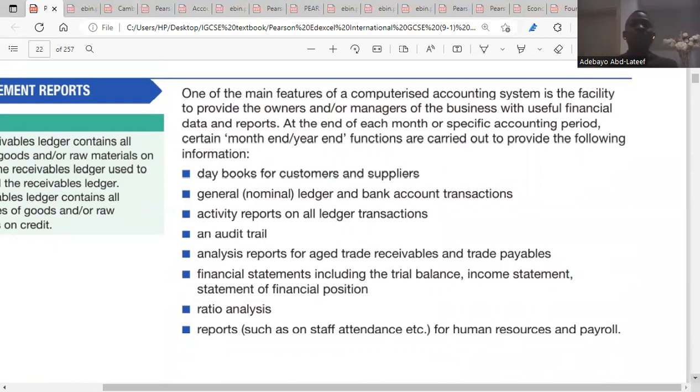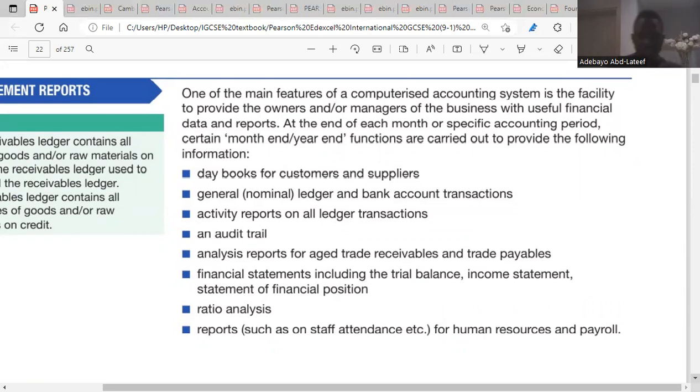Two, general ledger and bank account transactions. So you make bank transactions. Maybe you receive checks or you pay checks out. You can automatically put it in the system. Is it clear? Yes. The third one, activity report on all ledgers. So you get detailed information about your suppliers, and you get detailed information about your customers that haven't paid. Is it clear?